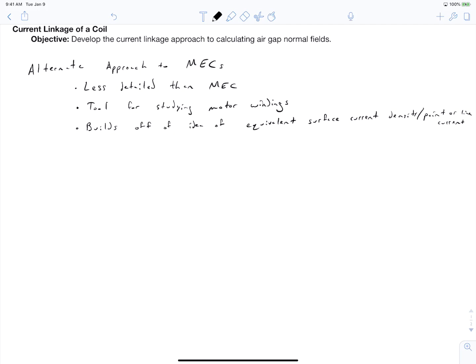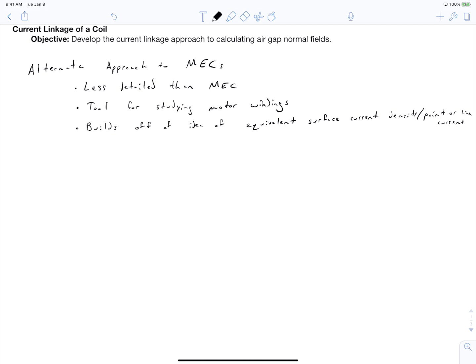This is a tool for studying motor windings. It allows us to develop a single coil of an electric machine as a fundamental building block, and then assemble those coils into complete windings to quickly calculate the total field in our motor's air gap. And it also is a graphical approach. We can draw diagrams to understand what's going on. And so you'll see that as we develop this video.